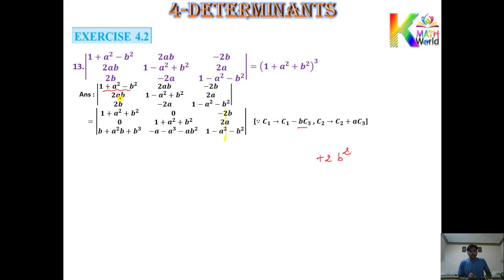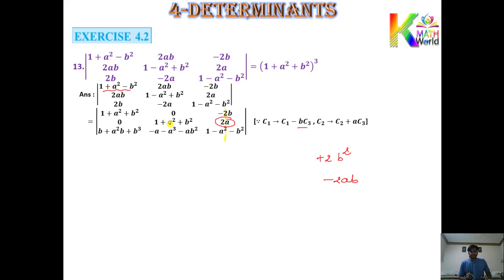Same way, here 2ab is there. Now the second element here, which one is there? 2a is there. So 2a gets multiplied by minus b, which means you get minus 2ab. That minus 2ab gets added to C1, so it is added here. So 2ab minus 2ab, you get 0.